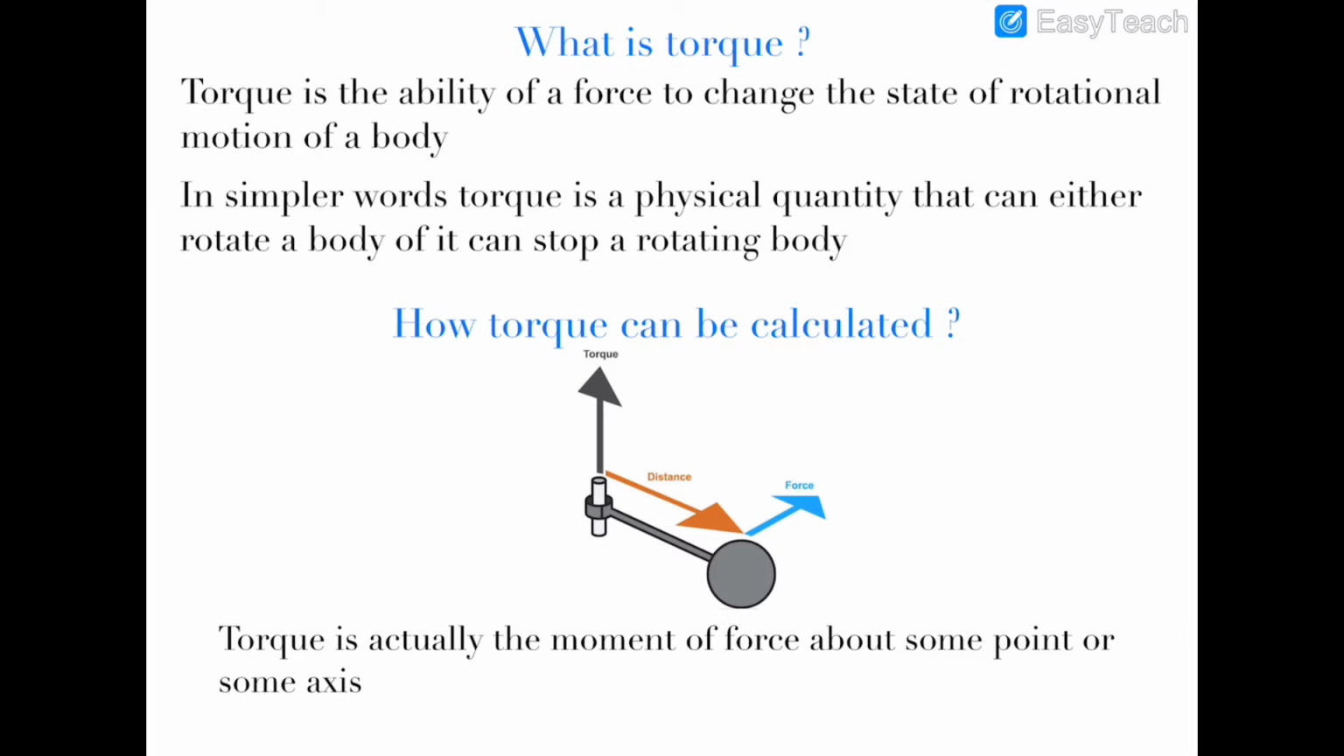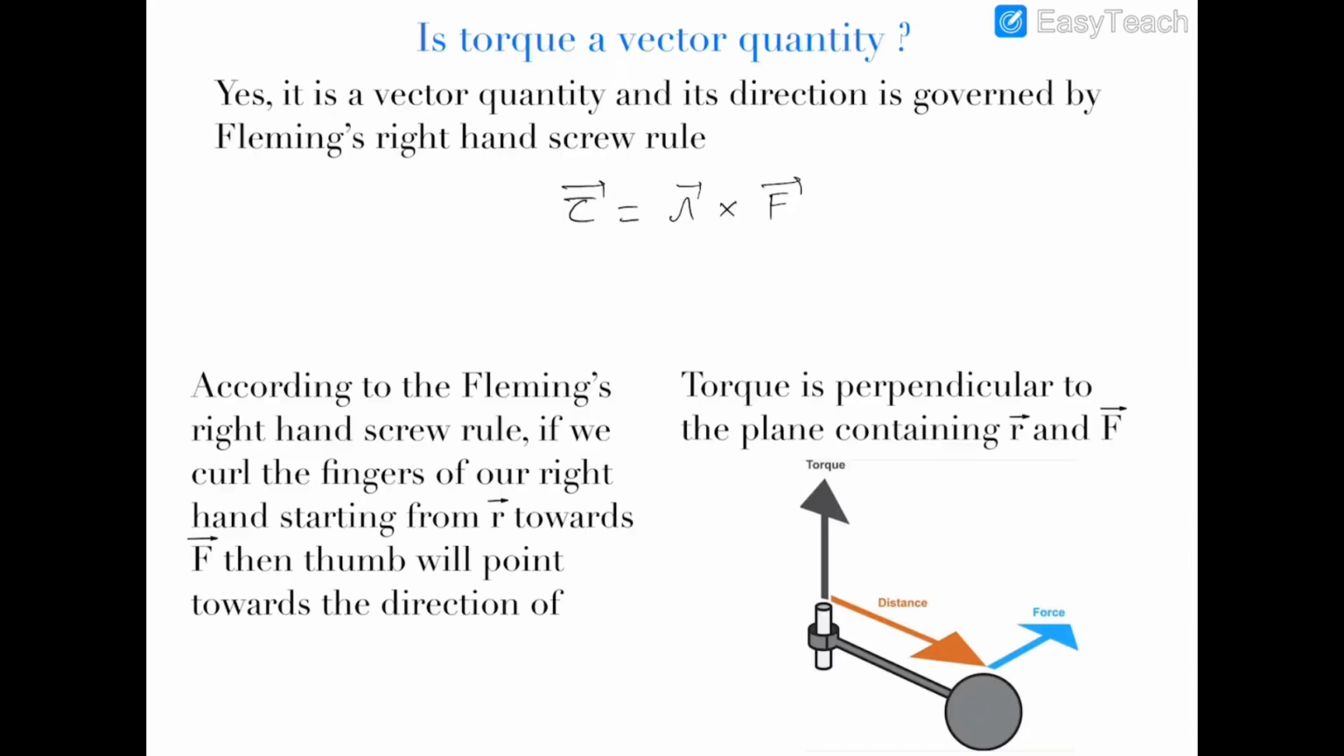Now this torque is actually the moment of force about some point or some axis. What is moment? The moment of anything is its product with the distance from the axis of rotation. So torque is actually the moment of force about some point or some axis.